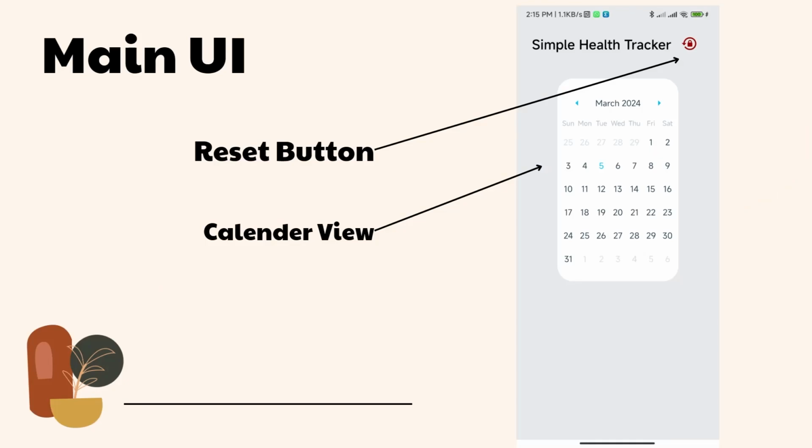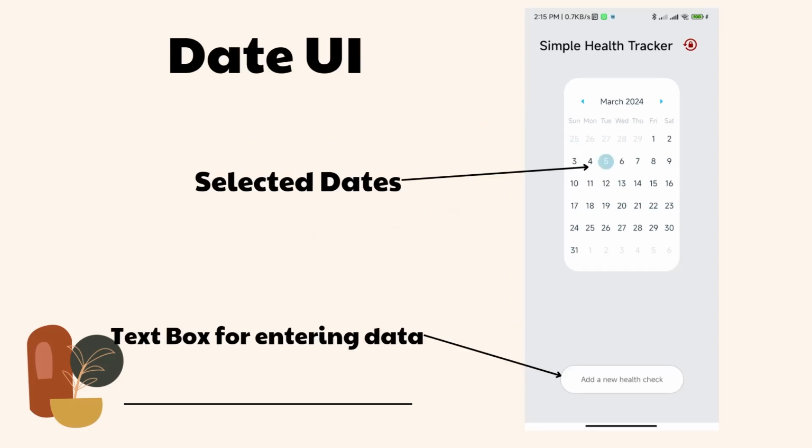So this is a simple main UI. As you can see, there's a Simple Health Tracker title with the reset button on the right side. In the center, there is a calendar view, which is provided by React Native Calendars. When you select a date, there will be a text box for entering the data. And when you enter this data, it will be saved immediately.